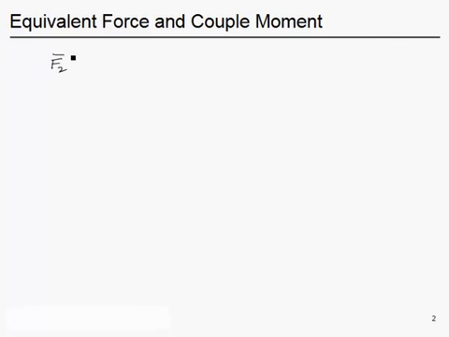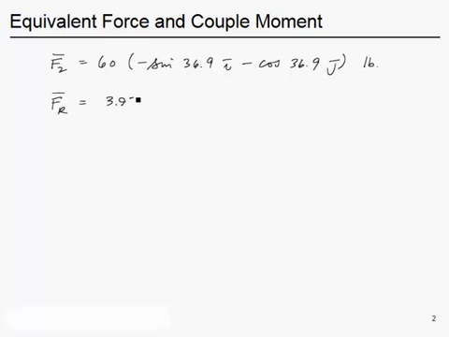So F2 turns out to be a magnitude of 60, and then it's got a minus sine of 36.9 in the i, so that's in the negative x direction, minus cosine of 36.9 in the j direction, also units of pounds. So what we're going to do then is add those all together and do the math, and if we do that, we get Fr equal to 3.97 in the i minus 78.0 in the j.